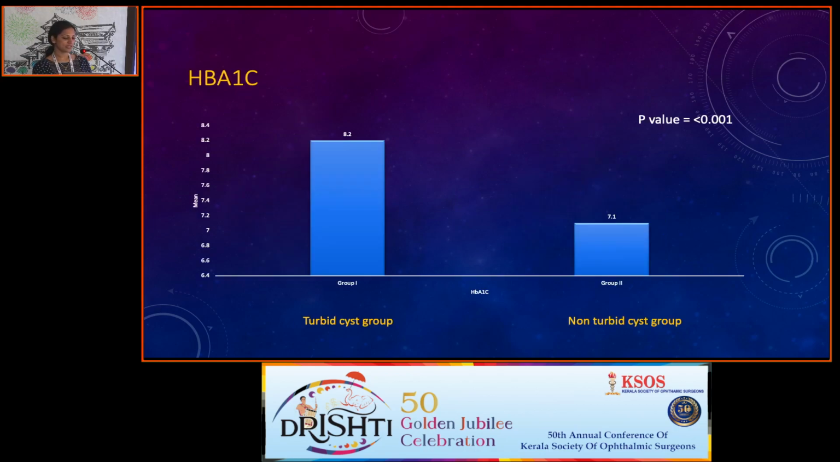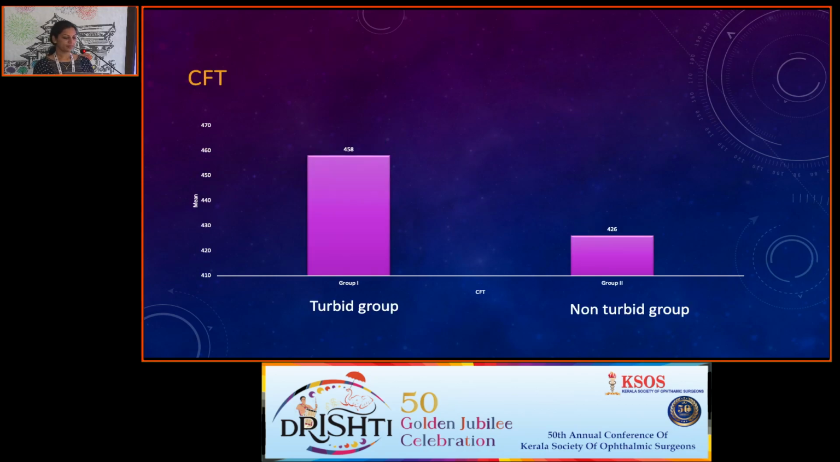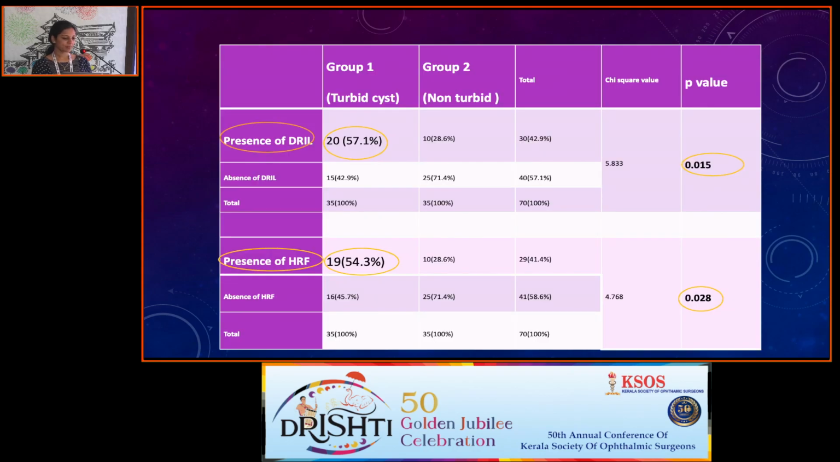And HbA1c is also more in turbid cyst group with significant p-value. And central foveal thickness was also more in turbid cyst group. And other parameters like DRIL and hyperreflective foci were around 55% in group 1 with significant p-value.